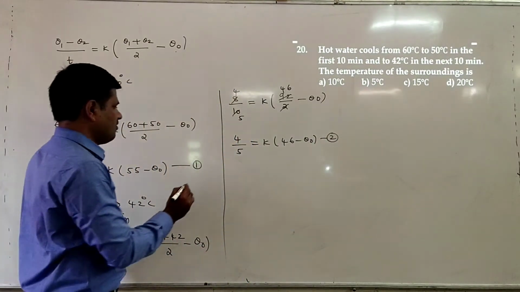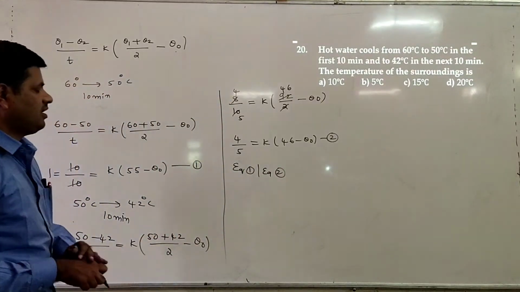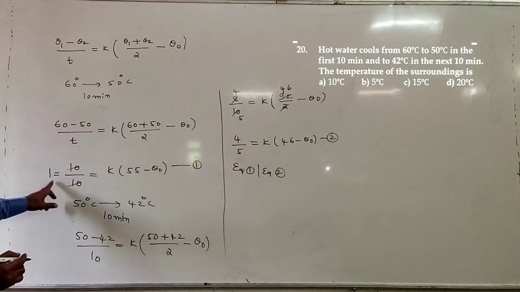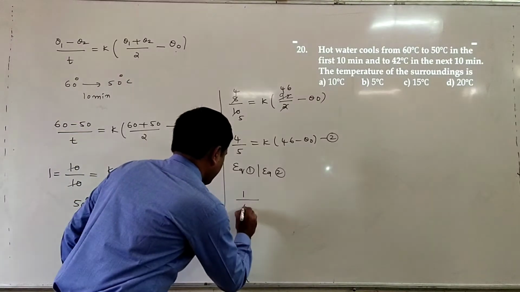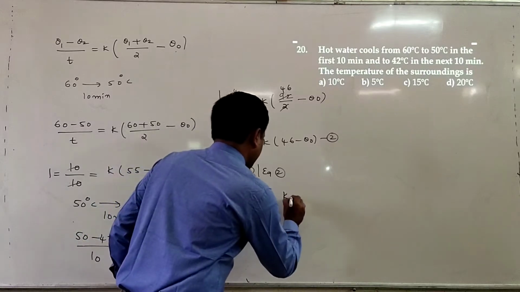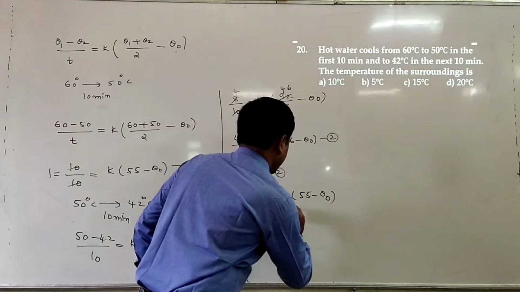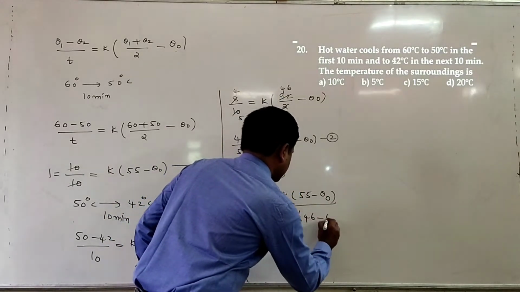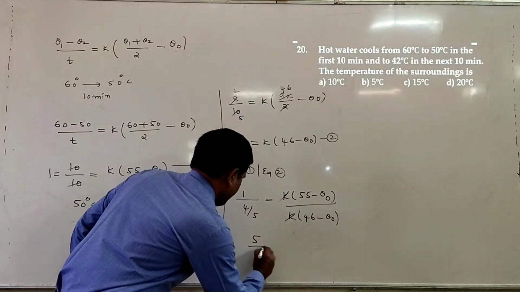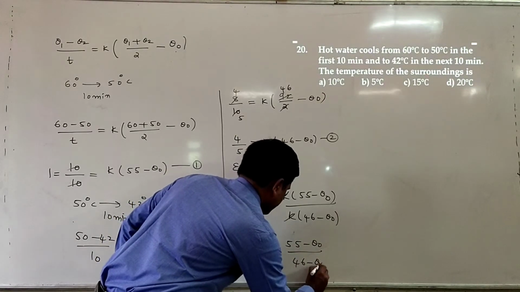Now equation 1 is divided by equation 2. Equation 1 by equation 2 gives 1 by (4 by 5) is equal to K into (55 minus theta naught) by K into (46 minus theta naught). K gets cancelled, so 5 by 4 is equal to (55 minus theta naught) by (46 minus theta naught).